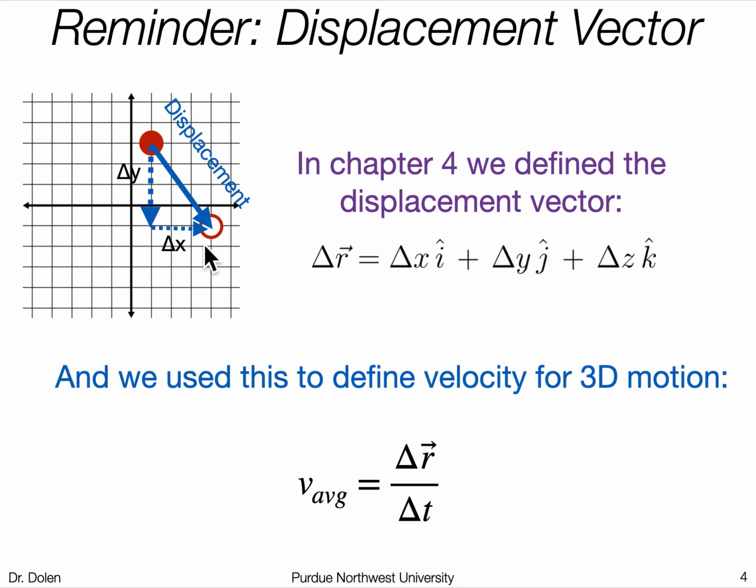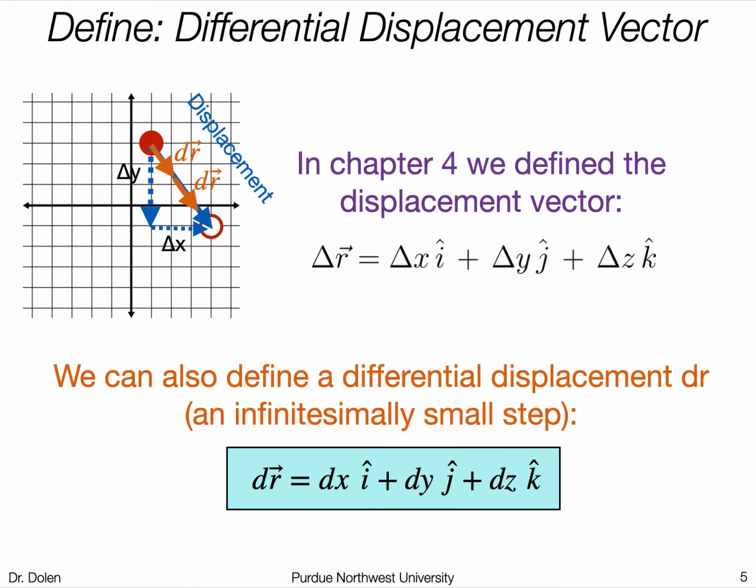So we define this displacement vector, and then, for example, we use this to define concepts like average velocity in 3 dimensions. It's just displacement over time. Okay, so we're going to use this concept of displacement a lot in this chapter, so I want to make sure we remind ourselves of what this is. We're also going to define something new.